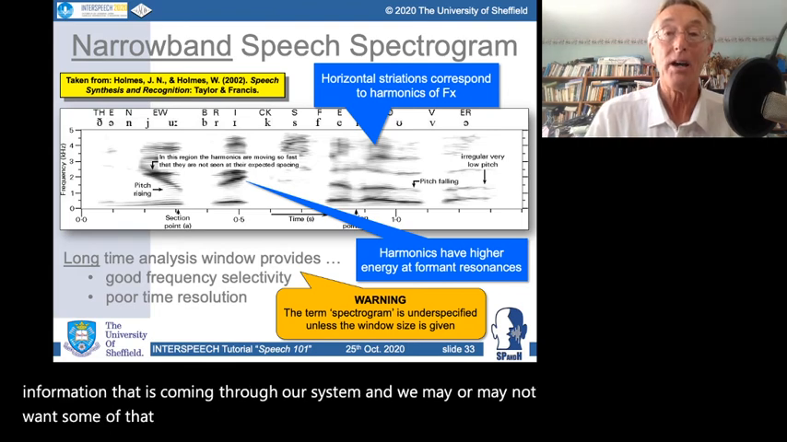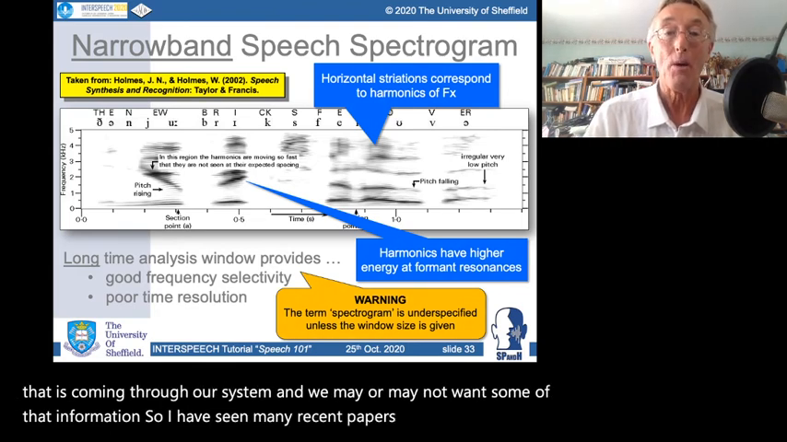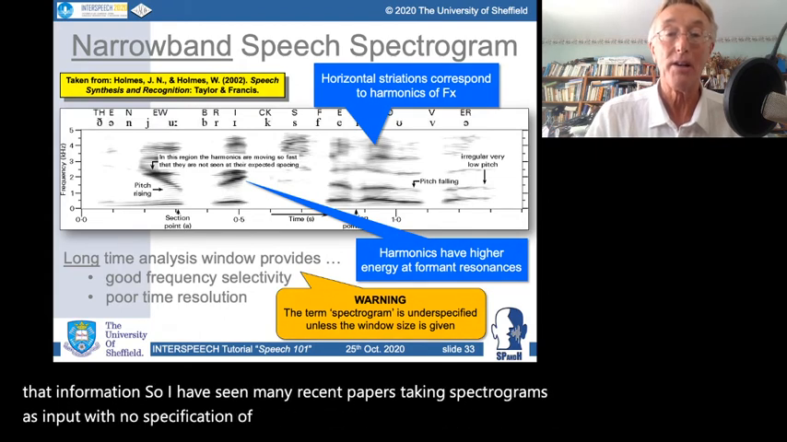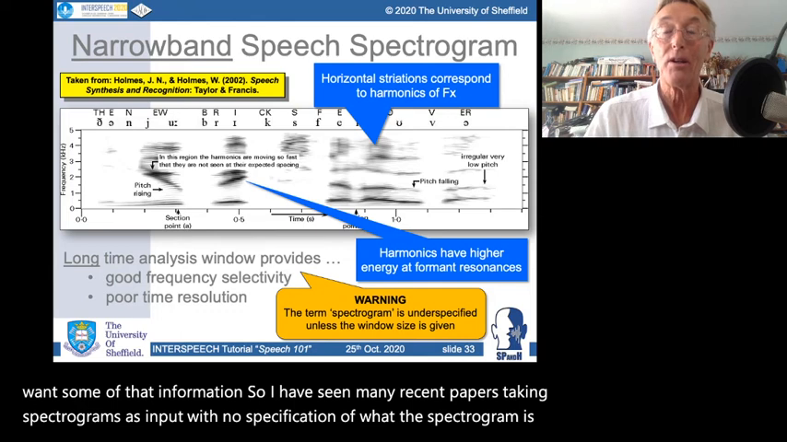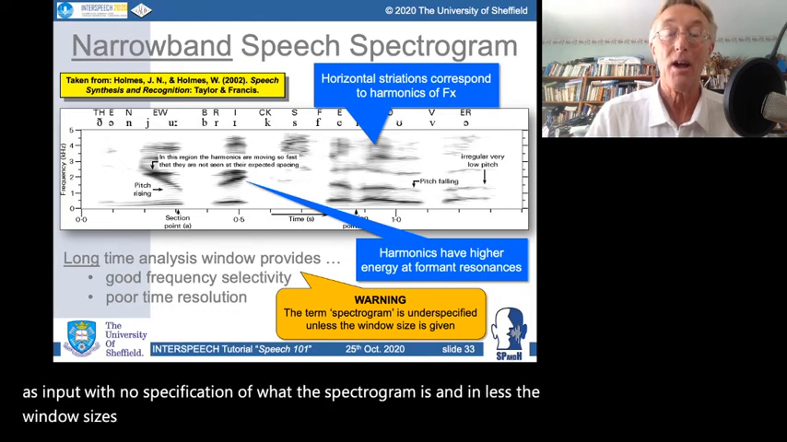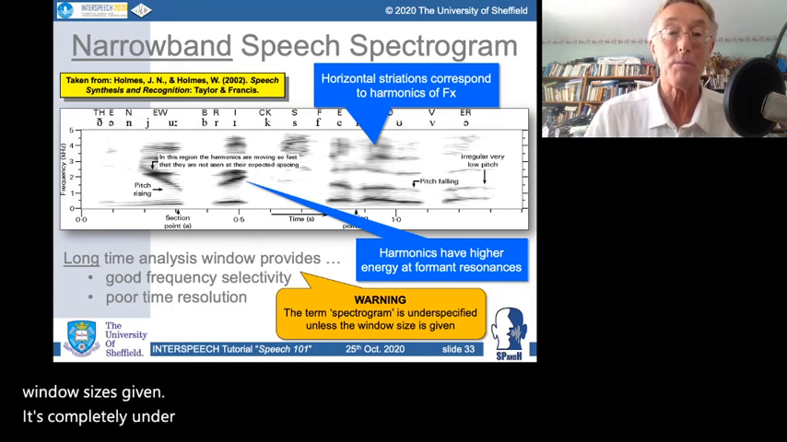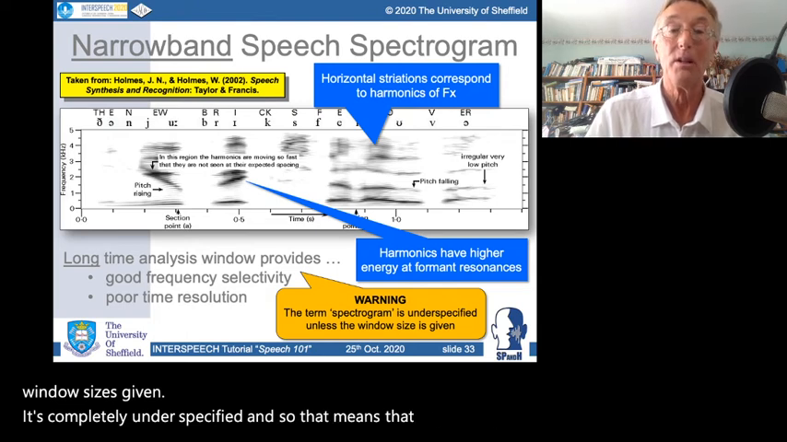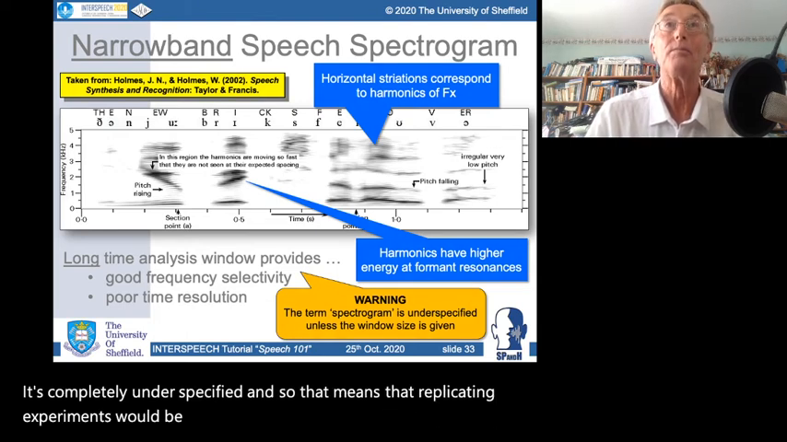So I have seen many recent papers taking spectrograms as input with no specification of what that spectrogram is. And unless the window size is given, it's completely underspecified. And so that means that replicating experiments would be impossible. So that's a very strong warning.